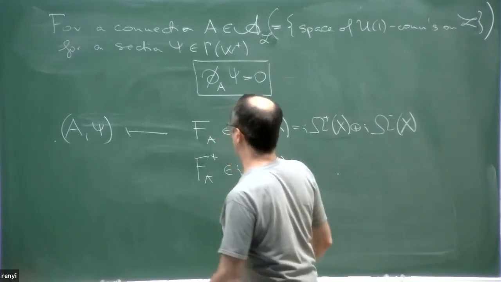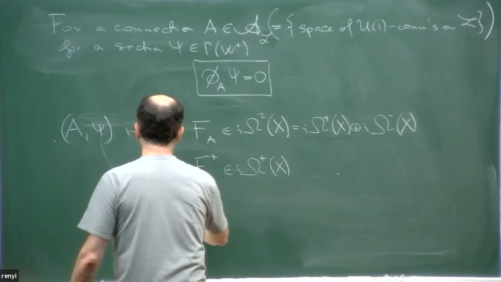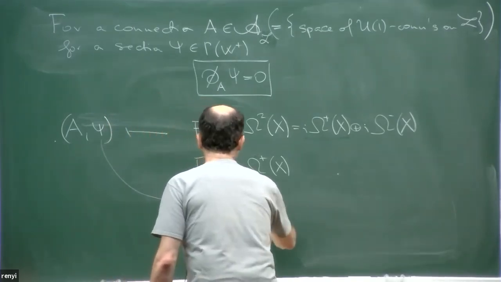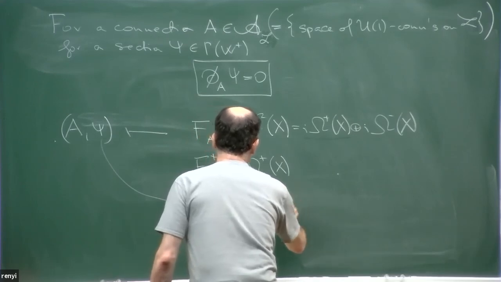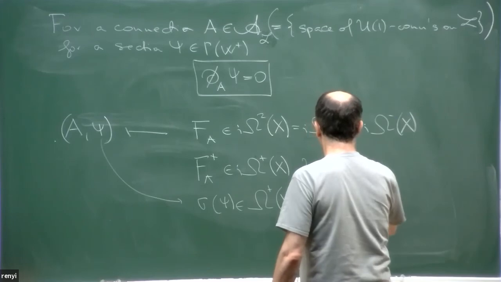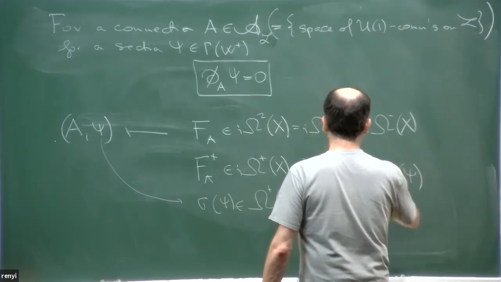And for psi, so this works for A. And for psi, we can consider sigma psi, which is in Omega plus of X. And putting those two together, we demand the second equation to be like this.